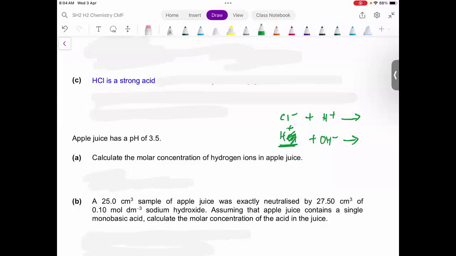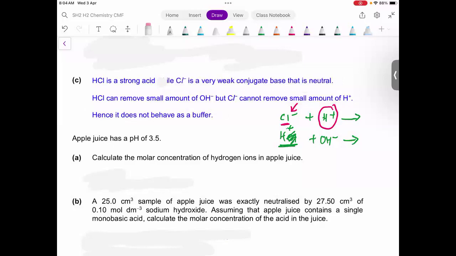So if you add OH minus to this solution, it can sort of buffer the change, because the OH minus added, whatever amount added, can be removed by the H plus, the large abundance of H plus coming from your strong acid. But on the other hand, if you try to add H plus, can your chloride remove it? No. So this is something that you need to emphasize. Chloride, being a very weak conjugate base, is not able to remove any small amount of H plus. Therefore, there's no way it can resist pH changes due to the addition of H plus.